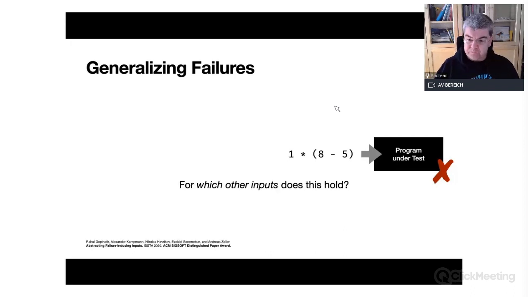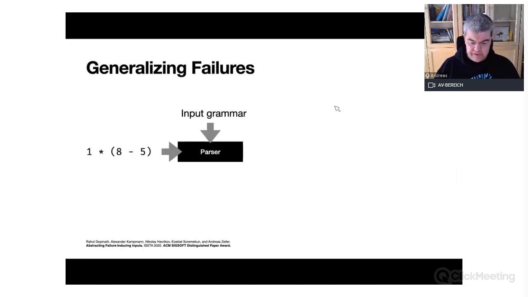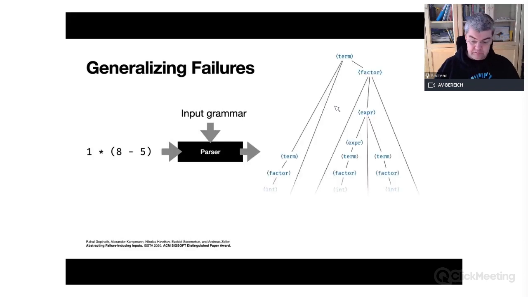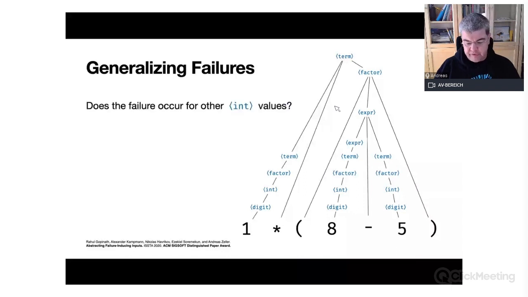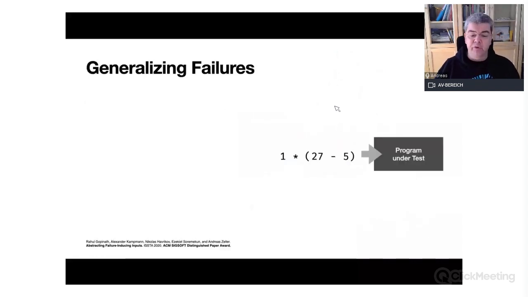And for this, what we have built is a system that parses this input. And out of this parse comes, well, if you've been in compiler construction, a derivation tree. This derivation tree represents the structure of this input according to the structure of the grammar. In this derivation tree, we can now replace individual values by others. For instance, if you want to know whether the failure would occur for other integer values too, we can replace one integer by another integer, simply using the grammar again as a producer. Then we can replace the 8 by 27, and we are still syntactically valid. And we can check whether the error occurs here too.